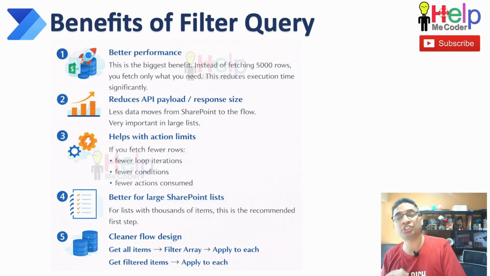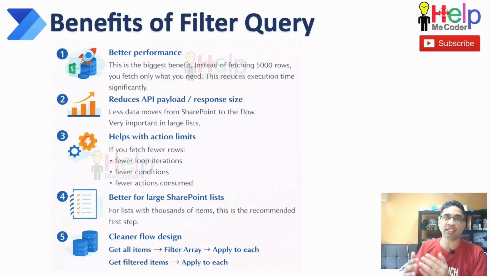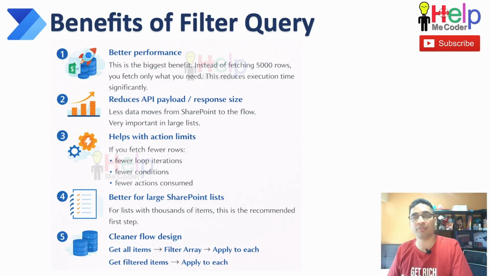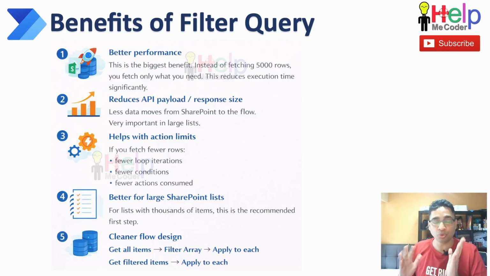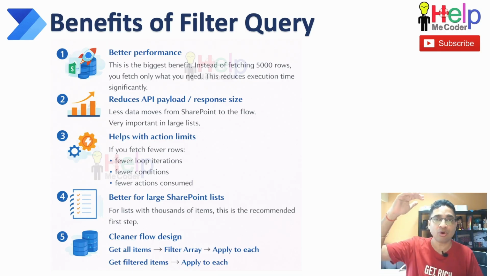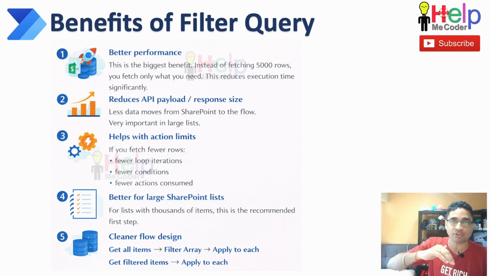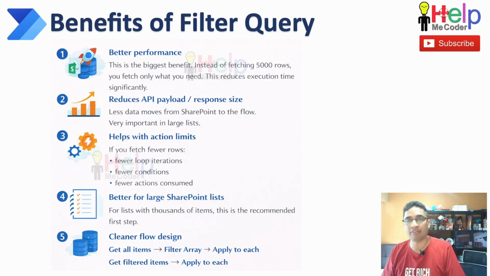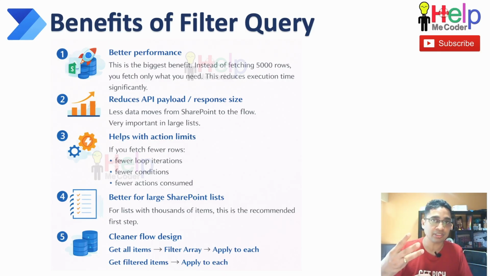Best for large SharePoint lists. If you have a large SharePoint list with a large set of data, don't go and get all the data for the sake of convenience, just to avoid writing a filter query. Don't do it. The performance of your flow will be really very bad. So don't do that. And definitely there is a cleaner flow design. You could see that the first example I showed you has so many actions. It was such a big flow just doing the simple thing of fetching data, while the second flow that I did with the filter query only had 3 actions.